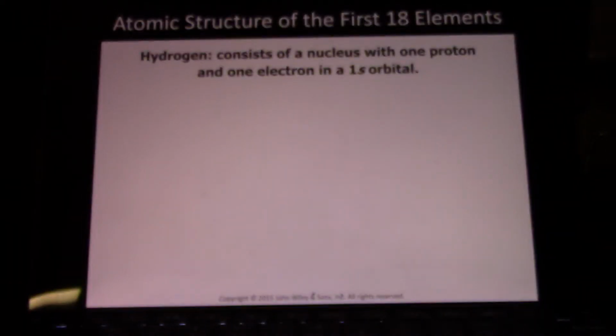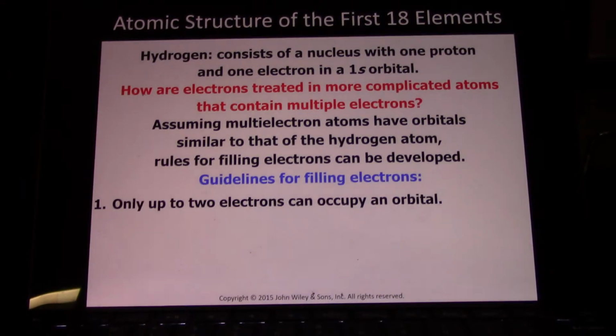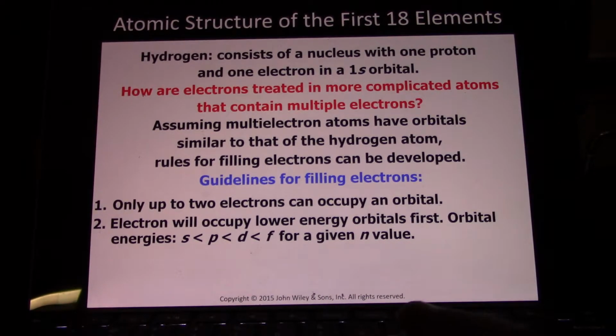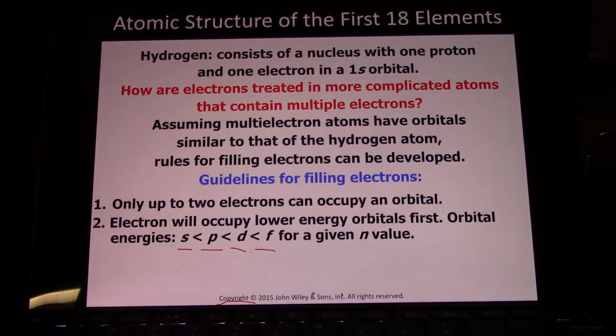Hydrogen. Now we're going to start looking at the atomic structure of the first 18 elements. How do we build them up? Start at the lowest energy level and keep building up. Your lowest sublevel will always be S. Your second lowest sublevel will always be P. Your third lowest sublevel will always be D. And your fourth lowest sublevel will always be F. That'll be the highest energy one.